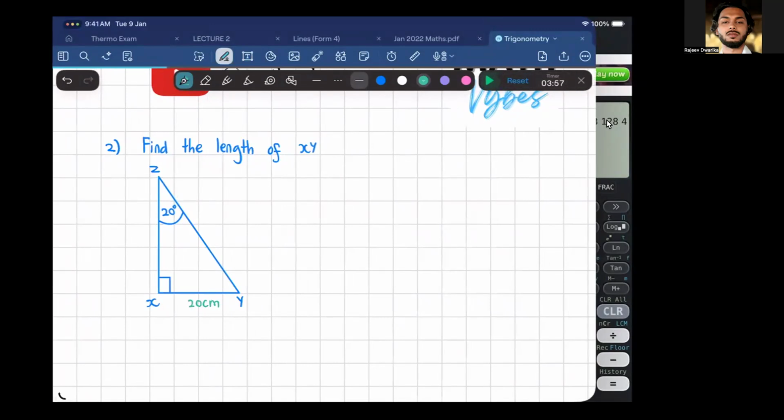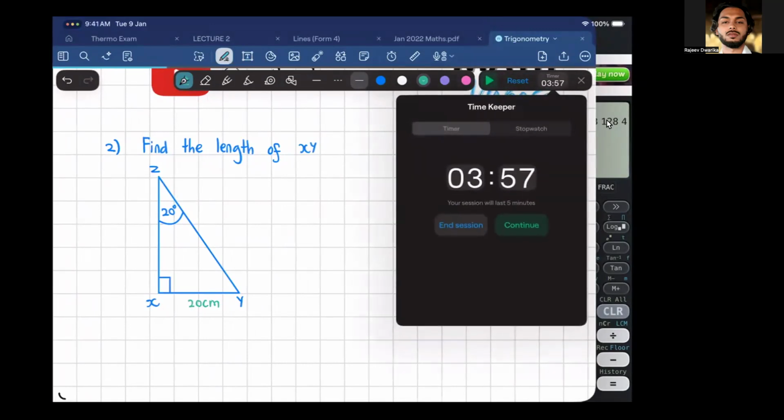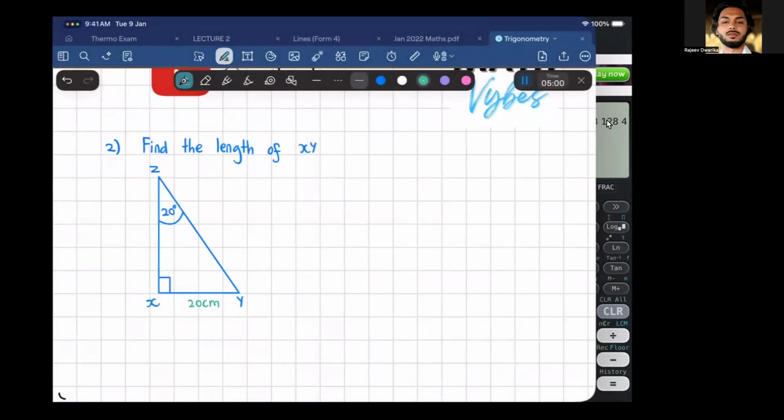Let me give all of you one more minute. Start over. Five minutes, yeah, good luck, guys. Wait, what did I say? I made a mistake here. Not find XY, find XZ. Yeah, find the length of XZ.